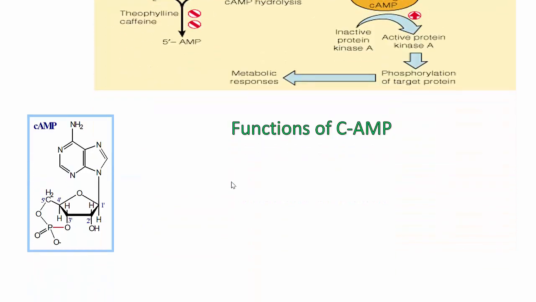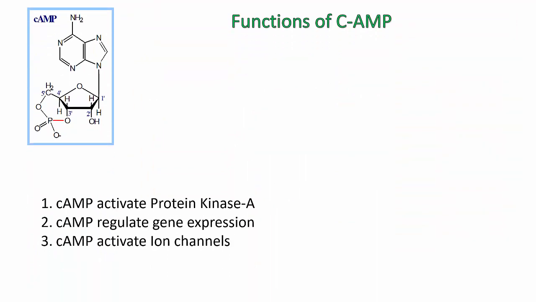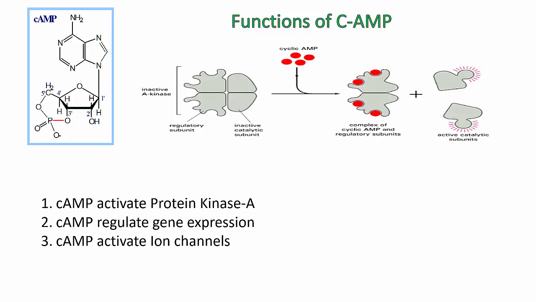Then the functions of cyclic AMP. The first function: cyclic AMP activates protein kinase A. All the effects of cyclic AMP in animal cells are mediated by the enzyme protein kinase A. In unstimulated cells, protein kinase A is in an inactive state, and inactive protein kinase A consists of 4 components, that is, 2 regulatory components and 2 catalytic components. But when cyclic AMP attaches to the regulatory subunits, the catalytic subunits become active, and the catalytic subunits phosphorylate the target proteins, and the inactive target protein becomes active by the process of phosphorylation. One example is protein kinase A mediated activation of glycogen phosphorylase kinase, which activates glycogen phosphorylase, which breaks down glycogen into glucose 1-phosphate in animal cells.